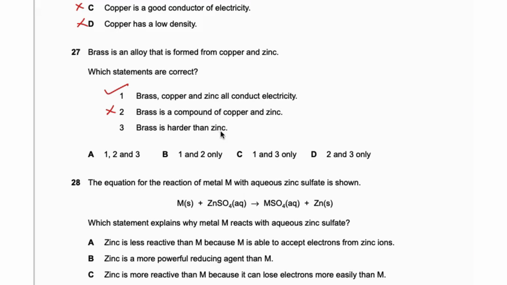Brass is harder than zinc? Yes, because brass is an alloy. Alloys are harder than pure metals. 1 and 3. So the right answer is C.